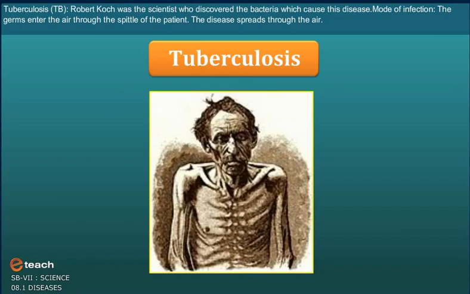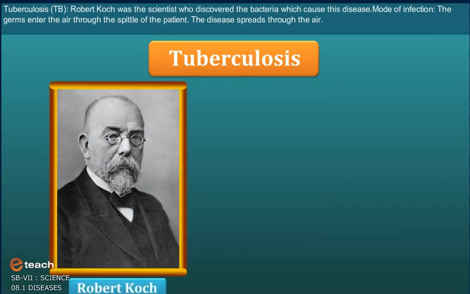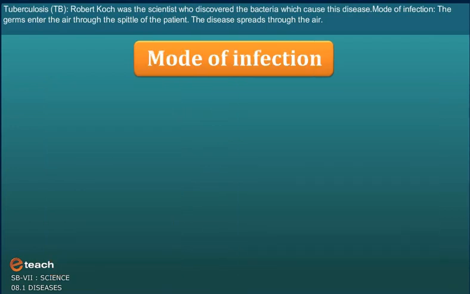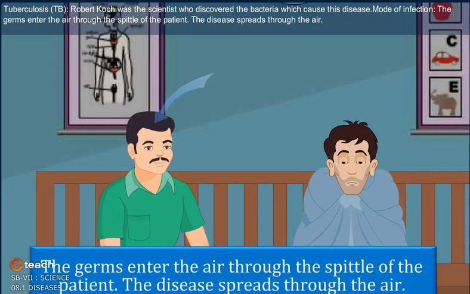Tuberculosis, TB. Robert Koch was the scientist who discovered the bacteria which caused this disease. Mode of infection. The germs enter the air through the spittle of the patient. The disease spreads through the air.